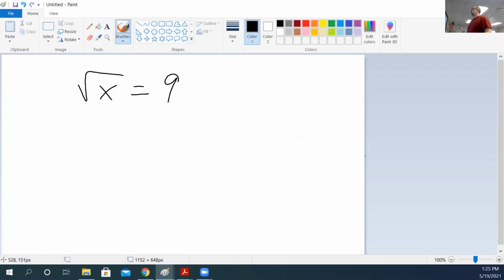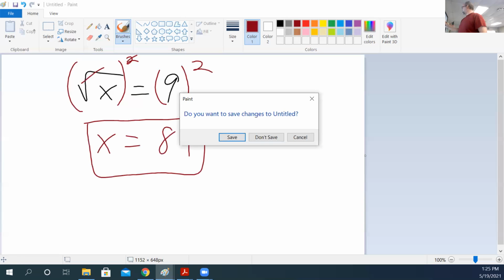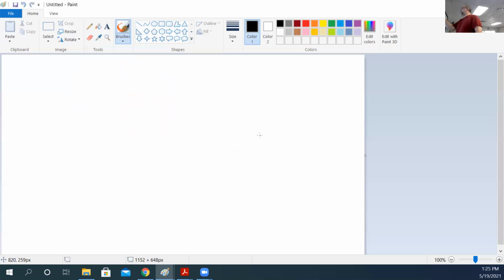Well, once you have a square root by itself on one side of the equal sign and a number or something else on the other, what you want to do is square both sides. Because remember, if you square both sides, the squares cancel the square root. So x equals 9 times 9, which gives 81. And there's your answer. You're done.